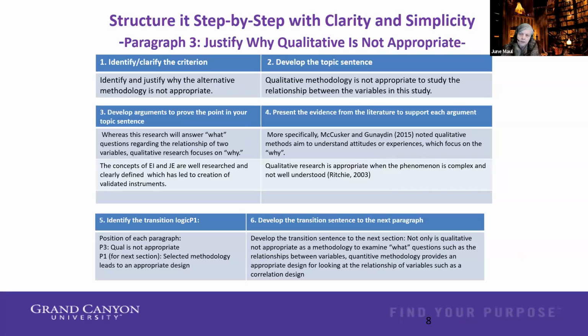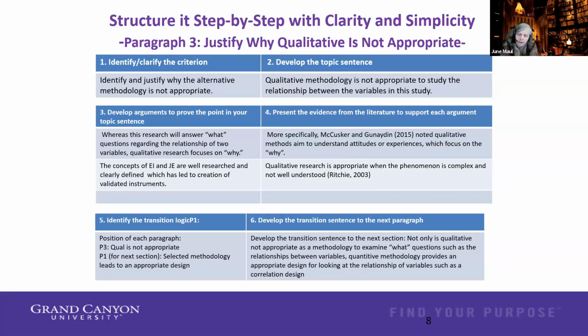And here the focus is they have to do the alternative argument, which we often ask them to do at the doctoral level. Not only did you prove quant was good, now it's time to prove qual isn't as good. So they identify and justify why the alternative is not appropriate with a topic sentence like qualitative methodology is not appropriate to study the relationship between variables. Great point and perspective, easily supported from the literature, as you will see with those two arguments.